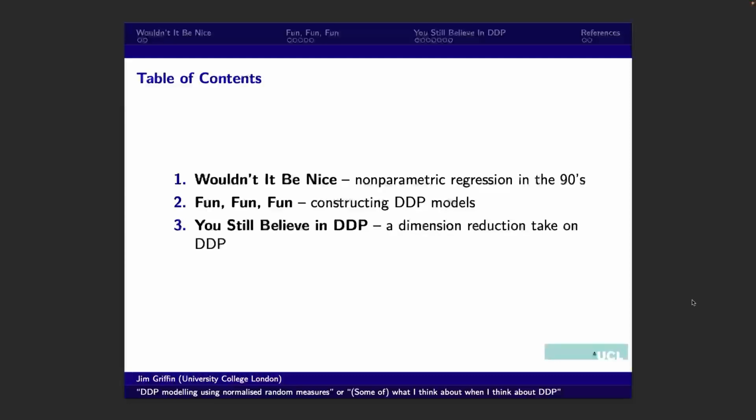Then I want to talk a bit about normalized random measures, and constructing dependent Dirichlet processes like that. Then I want to talk about something else, something I worked on recently on dimension reduction and how that influences DDP.